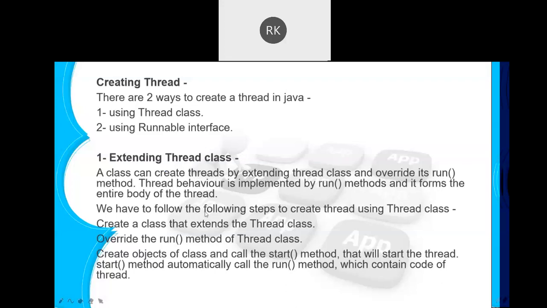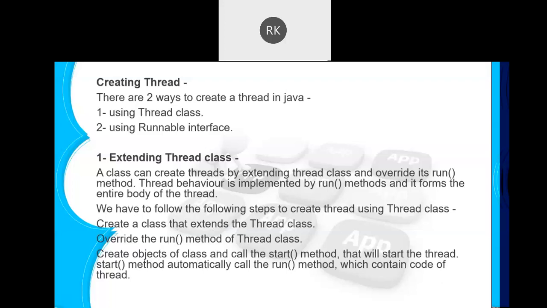We have to follow these steps. First of all, we create a class that inherits the Thread class. The second step is to override the run method, where we define the body of our thread. Then we create the object of the class and call the start method, which will start the thread.